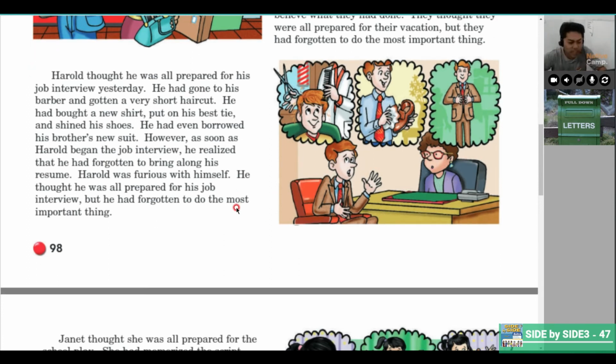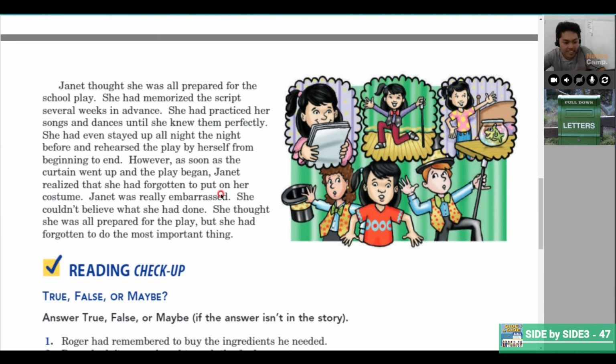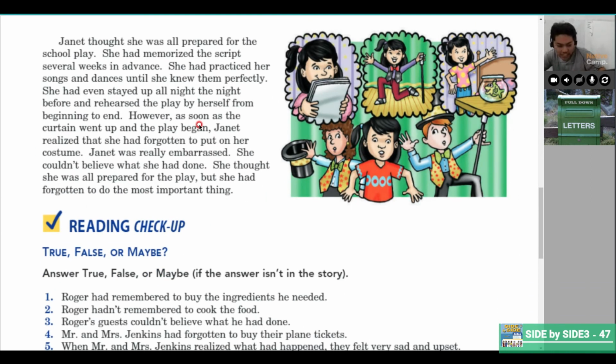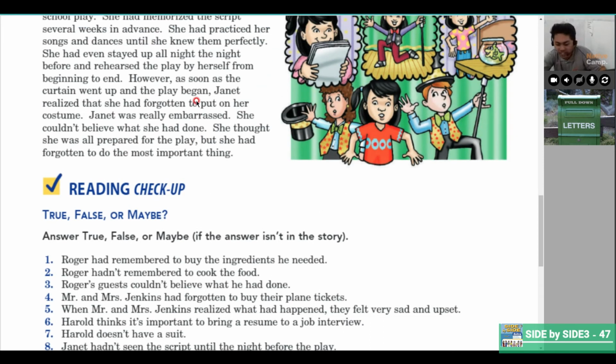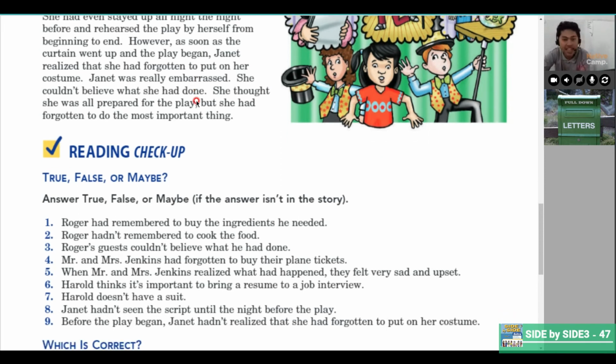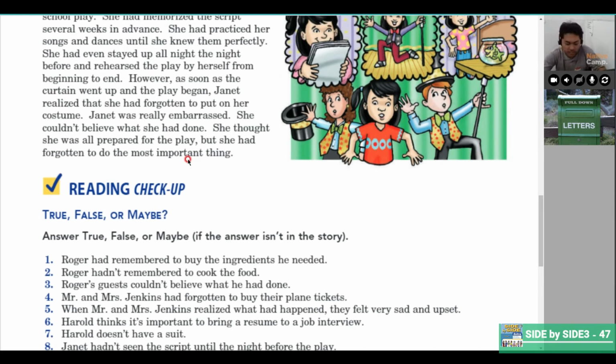Anyway, number 8. Janet hadn't seen the script until the night before the play. It's false. Because she even memorized it weeks in advance. Okay, last one. Before the play began, Janet hadn't realized that she had forgotten to put on her costume. It's true. Okay, that's right.